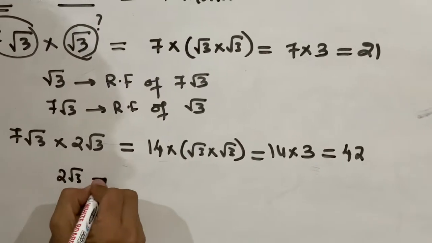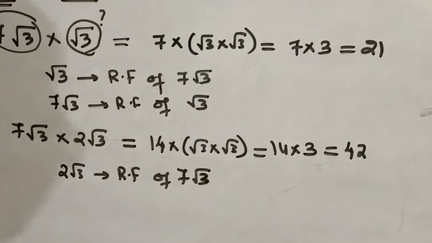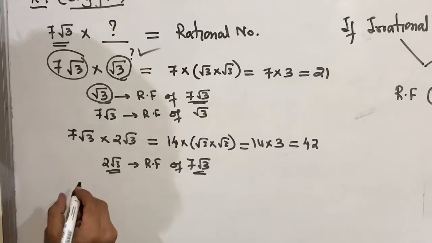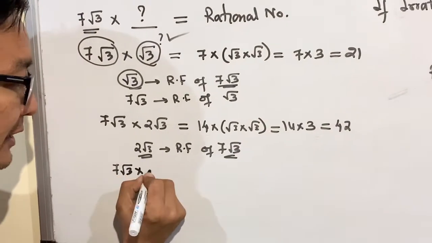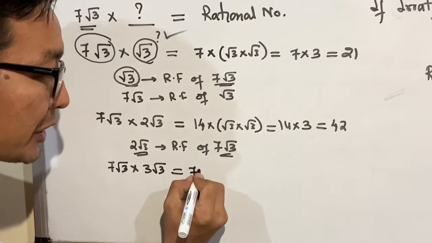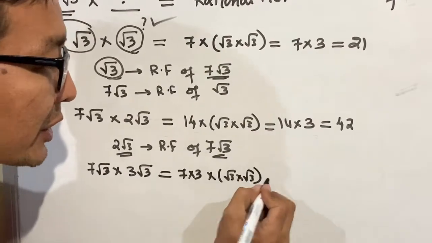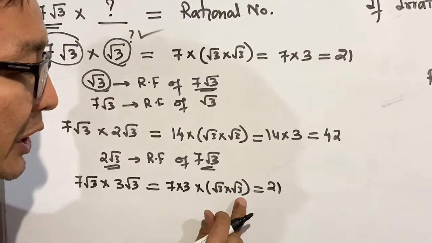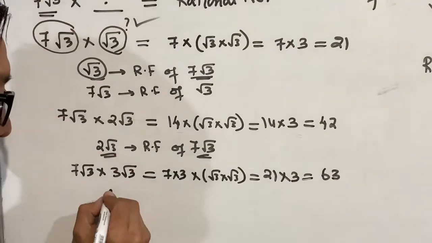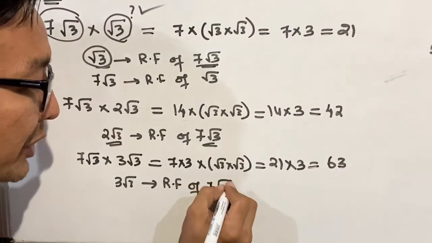So 2 root 3 is a rationalizing factor of 7 root 3. Now, multiply 7 root 3 by 3 root 3. What you obtain is 7 times 3, which is 21, times root 3 into root 3, which is 3. So that is equal to 63 as the answer. So 3 root 3 is also a rationalizing factor of 7 root 3.